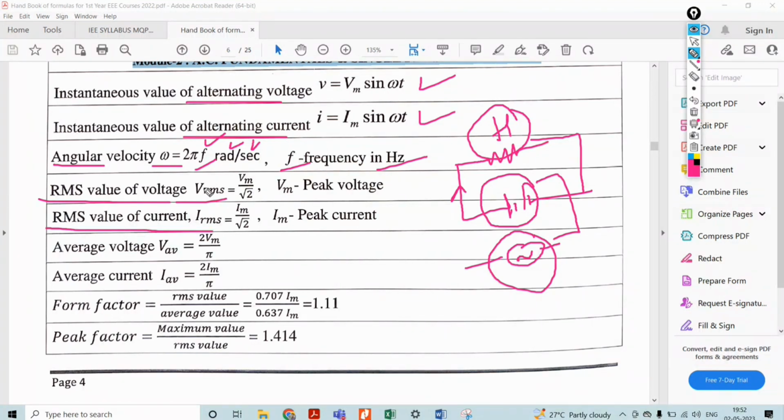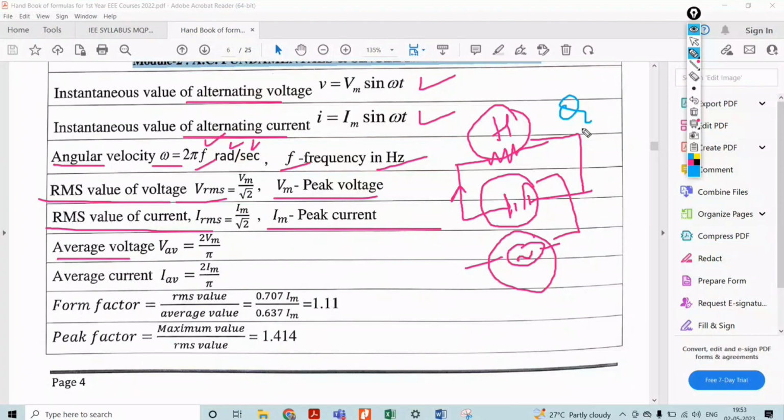What is that? Vrms is equal to Vm by root 2. Then what is Irms? Irms is equal to Im by root 2. Vm is the peak value of the voltage, and Im is the peak value of the current. Then corresponding to the average value, what is the average value? If the DC power supply is replaced with AC and the same amount of charge has to be transferred, then that value of the voltage or current is called the average value.